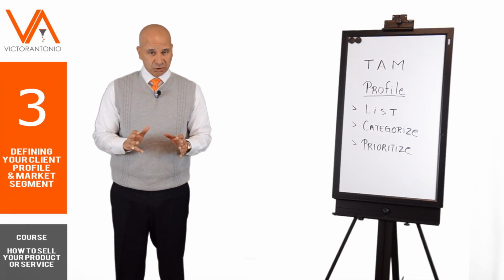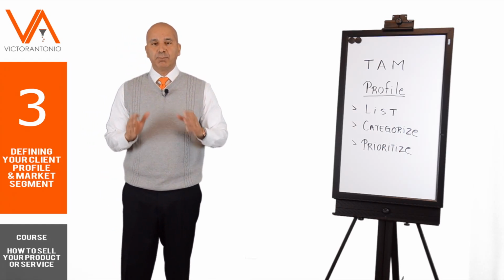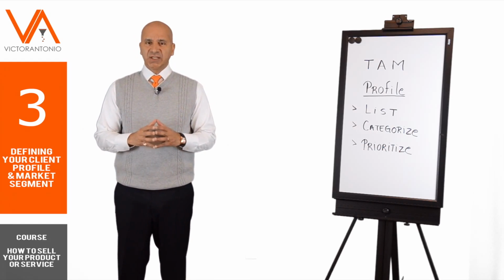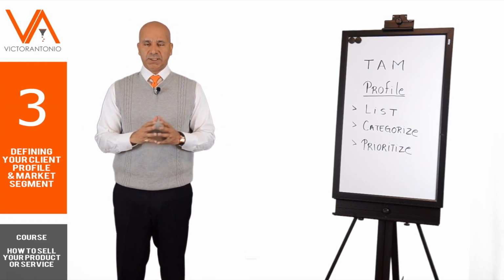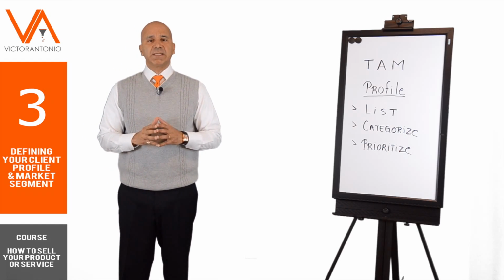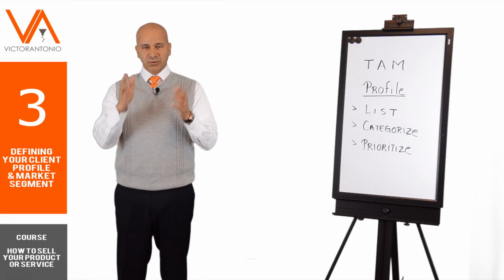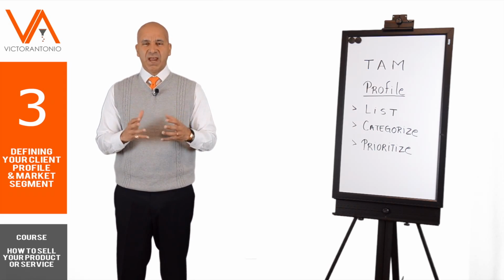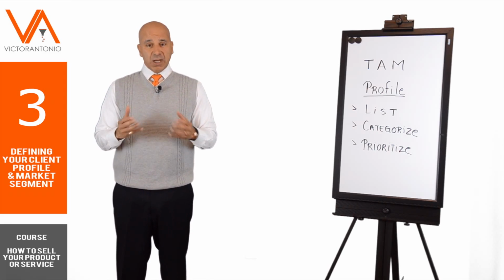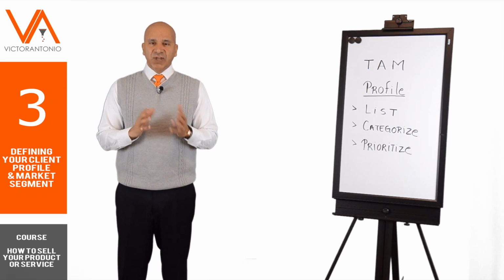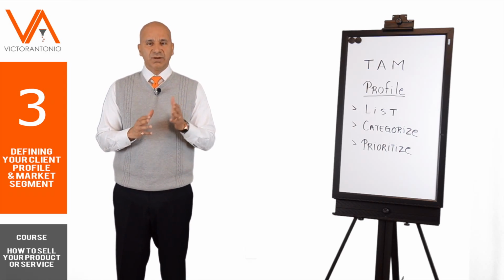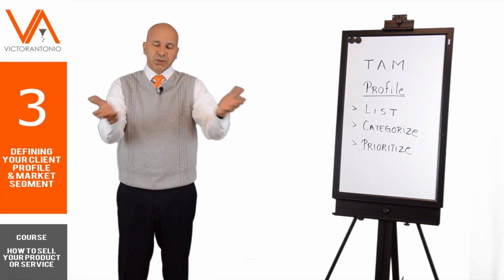Now in this module, we're going to get into what I call the TAM profile. TAM stands for Total Available Market. Now, we have the right mindset, we know what we want to sell, we know what our product or service is, we've gone through the features, benefits, advantages, we know what we have and what we have to offer. Now we've got to find somebody who will buy it. TAM, again, stands for Total Available Market, which means basically the whole world.